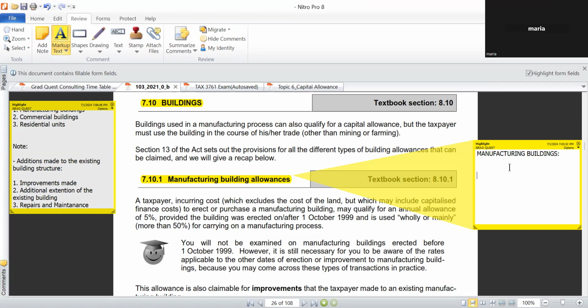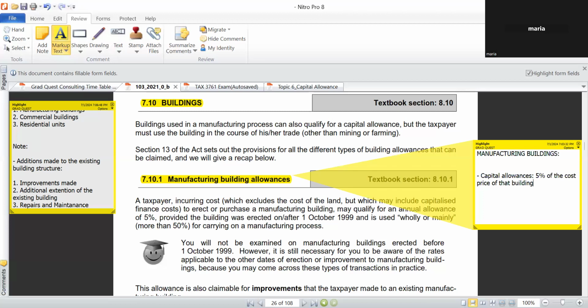Now, what then SARS did, all right, is they allow you, so I'm talking now in the sense of the provisions for capital allowances on manufacturing buildings, is one such that SARS would allow you 5% of the cost price of that building. So that's the capital allowance that SARS allows.